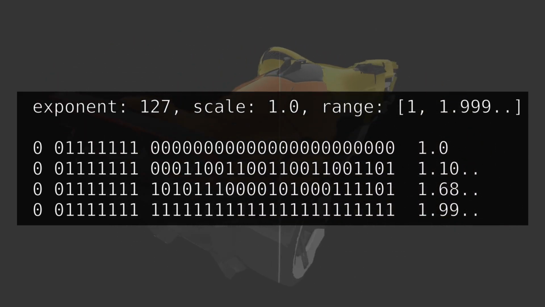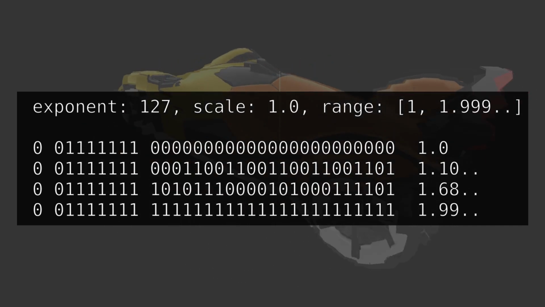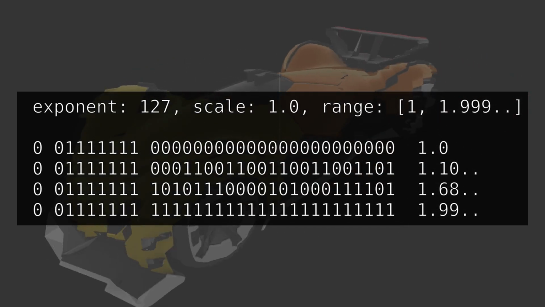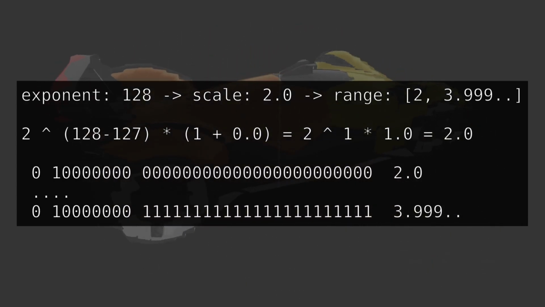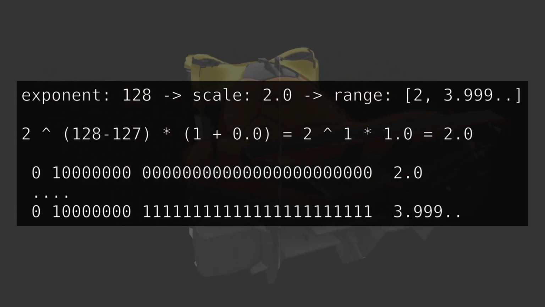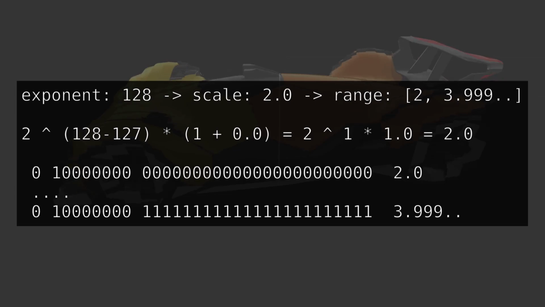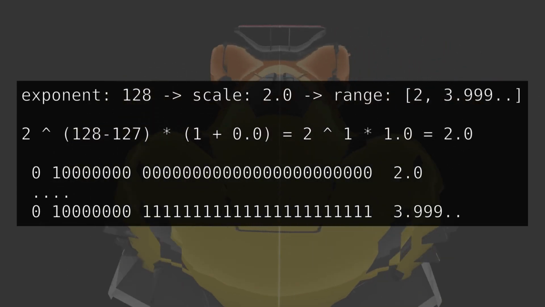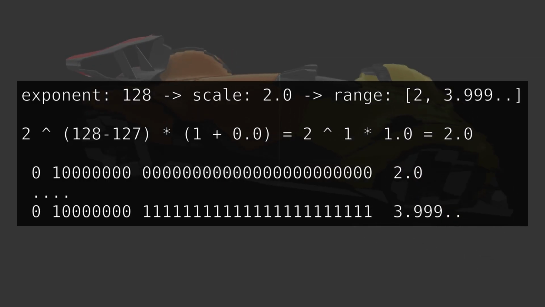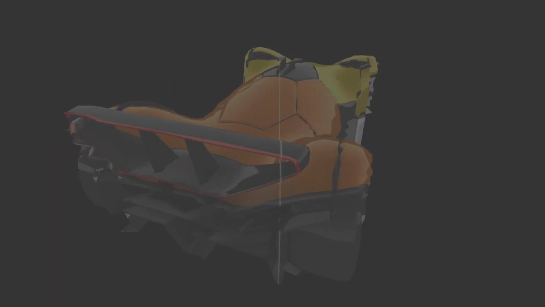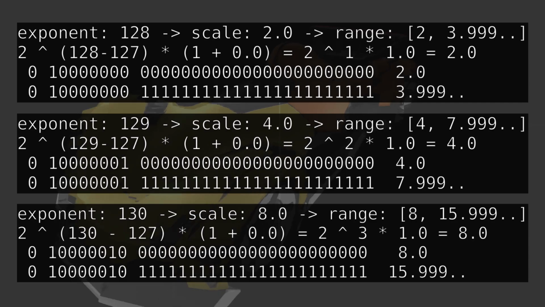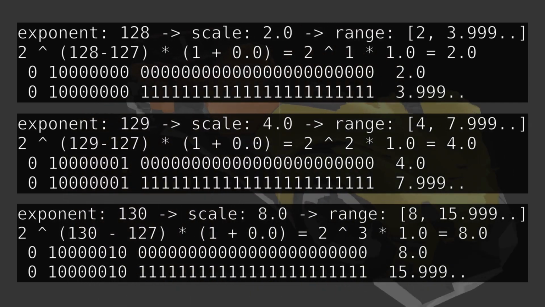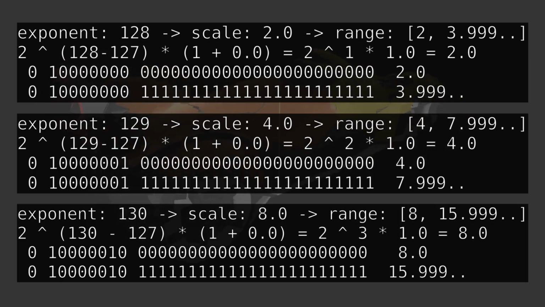And with this exponent, we cannot store a value 2. To store 2, we should change exponent to 128 and reset all Mantissa bits back to zeros. So 2 to the power 128 minus 127 times 1 plus 0 equals 2 to the power of 1 times 1 equals 2. With exponent 128, we get a range from 2 to almost 4. Increasing the exponent again to 129, we get a range from 4 to almost 8. With exponent 130, 8 to almost 16.